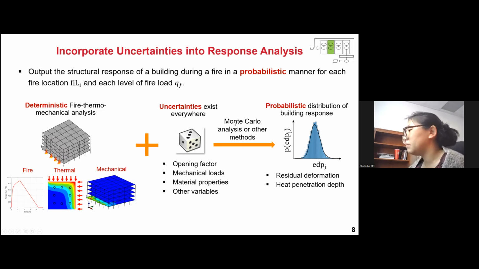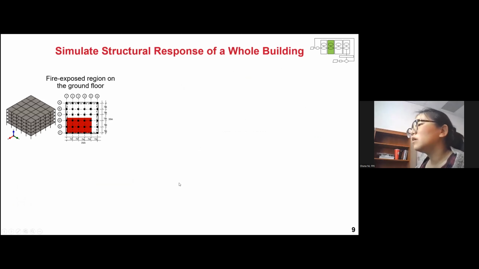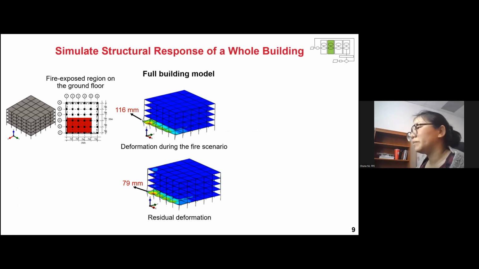In order to make this happen and get the probabilistic distribution of the building response, we need to quantify the probabilistic distribution of the opening factor, the mechanical loads, material property, and the other variables. My research mainly focuses on the probabilistic characterization of the material properties under high temperature. This is some simulation methodology we have developed.